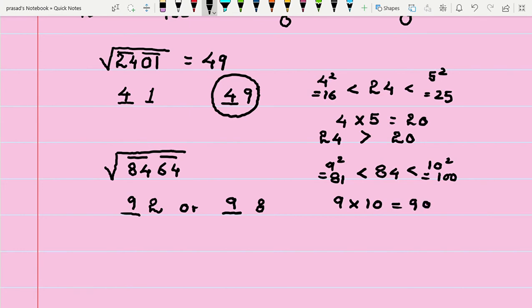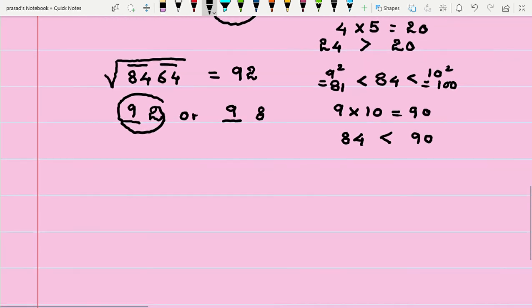Keep the second group 84 on the left hand side, the product 90 on the right hand side, and now compare. 84 is less than 90. Since this is less than, I'll select the smaller one. That means the square root of 8464 should be 92. Okay with you, students?